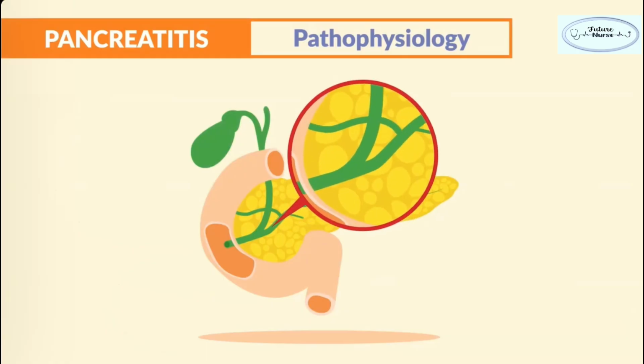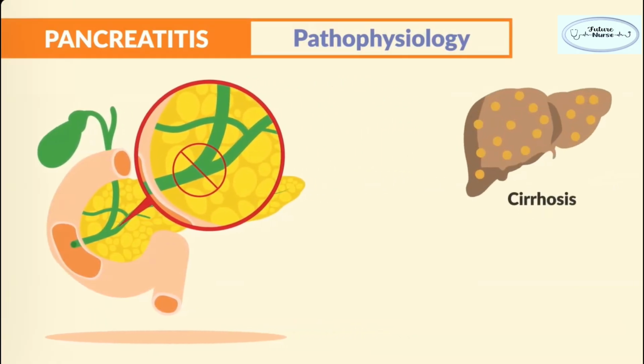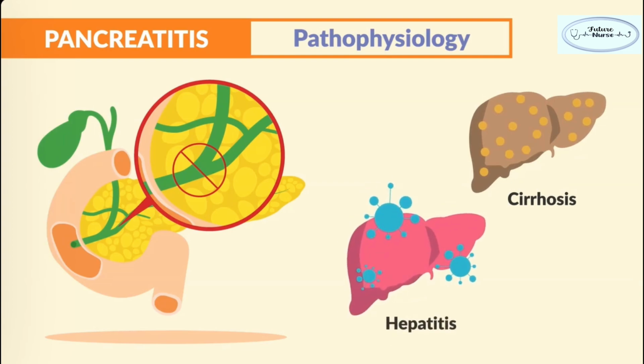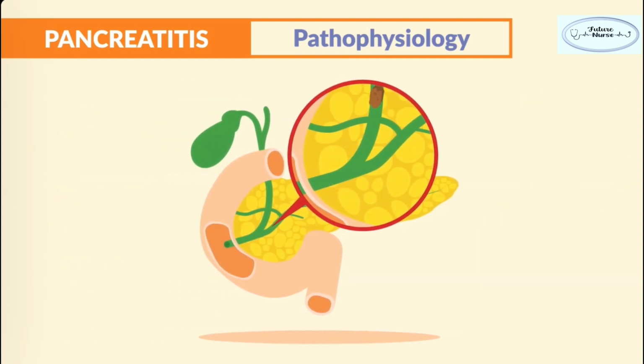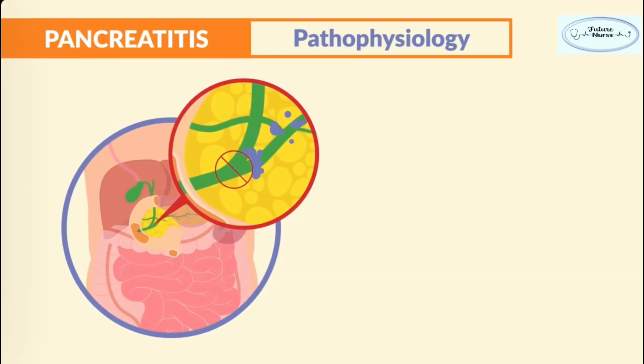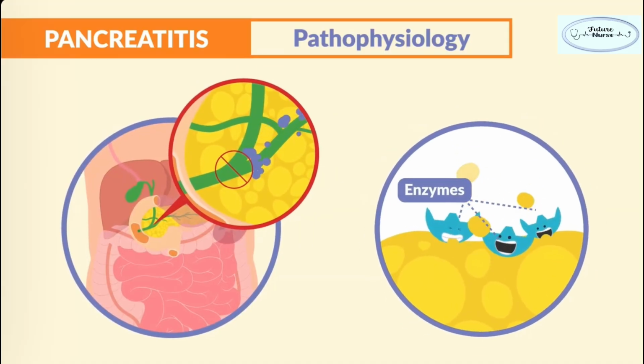Now, if the pancreatic duct is blocked for any reason, say from inflammation in liver cirrhosis or hepatitis, or let's just say a gallstone has floated down and got stuck, well, this means that the enzymes can't get out of the pancreas and into the intestine, and accidentally prematurely activate within the pancreas.